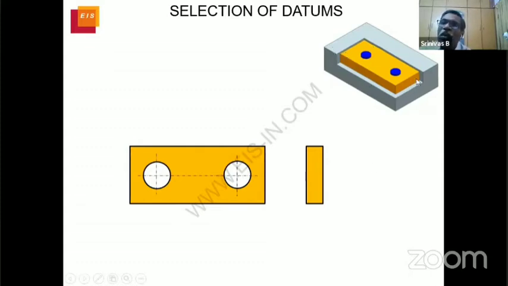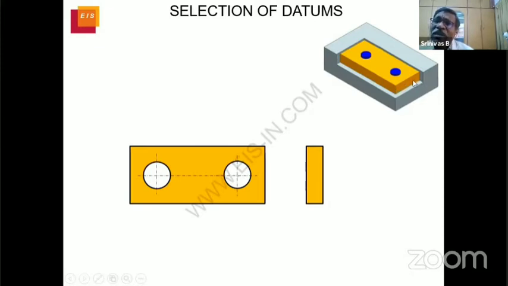This is a follower, not a leader. The top surface is also a follower, not a leader. Understand? Now I would ask a question. Can this hole be located from this edge? Yes, you can locate. I would ask you again, can this hole be located from this edge? No, wrong. Why? This surface is not a leader. This surface is a follower.